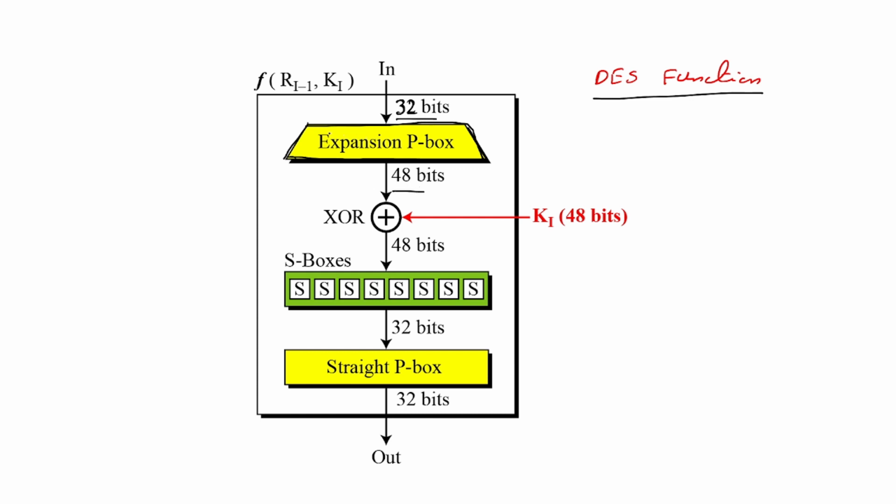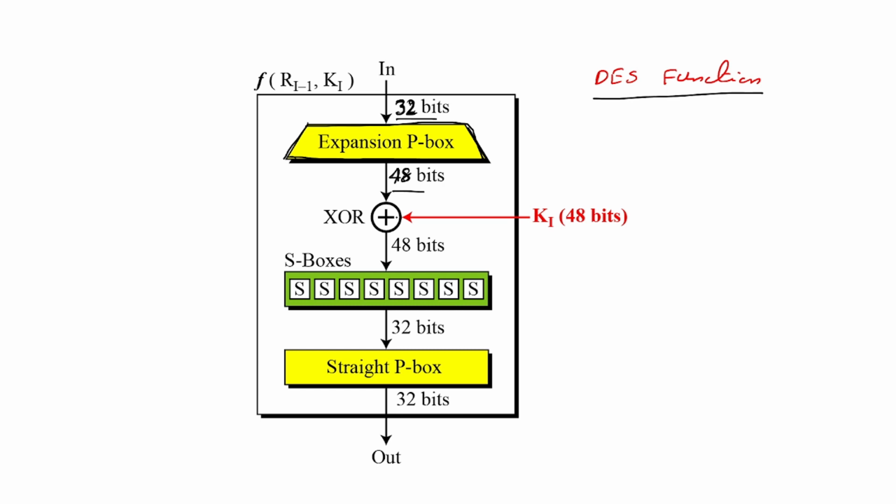So expansion P box means we are giving 32 bits as input and getting 48 bits as output. So that 32 bits will become 48 bits. That is, the number of bits is increasing. That's why it is called expansion P box. P box means permutation. While increasing the number of bits, we are going to permute, transpose the position of the characters. That is expansion P box.